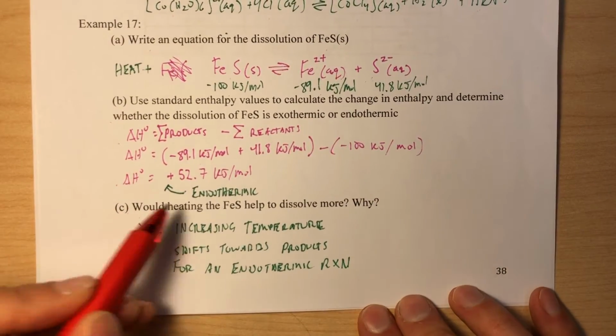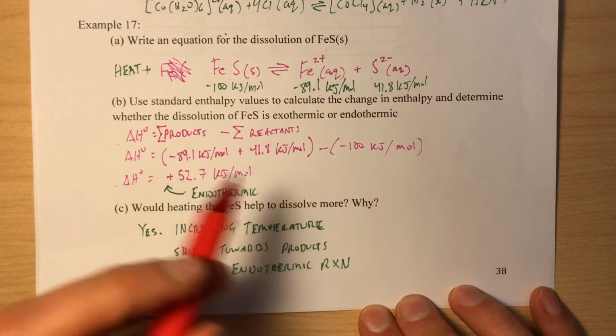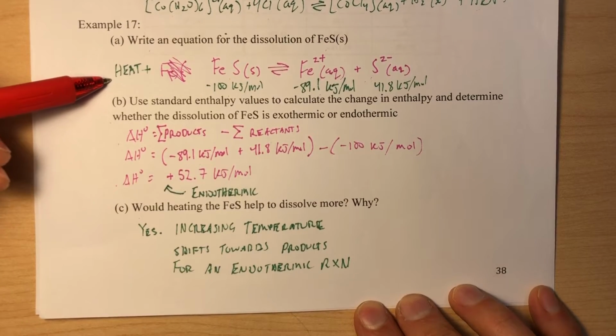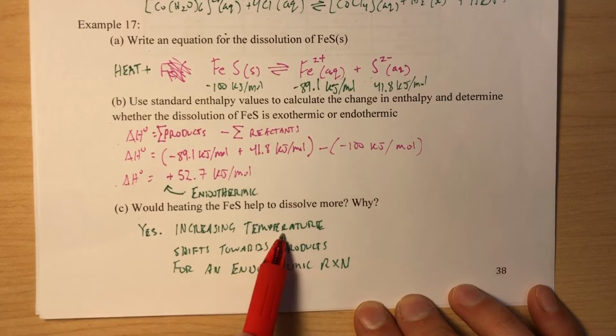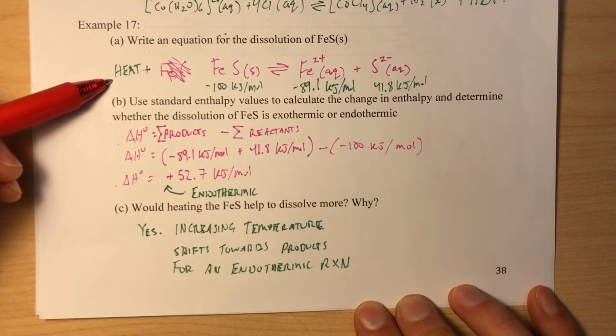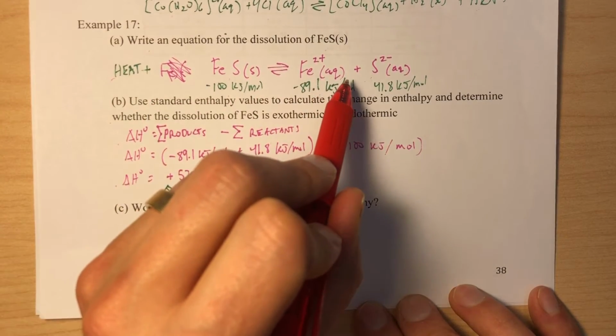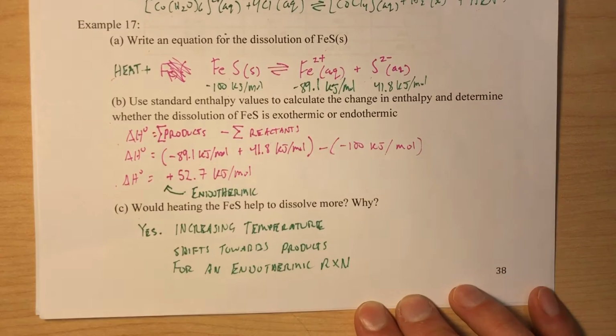Would heating the iron sulfide help to dissolve more? Yes, it absolutely would. Given that this is an endothermic reaction, we can add heat to one of our reactants. Increasing the temperature increases the amount of heat energy we have, and that would be a shift to the right towards our products. On the product side, we have all of our ions in solution. So for an endothermic reaction, yes, heating the reaction shifts towards the products.